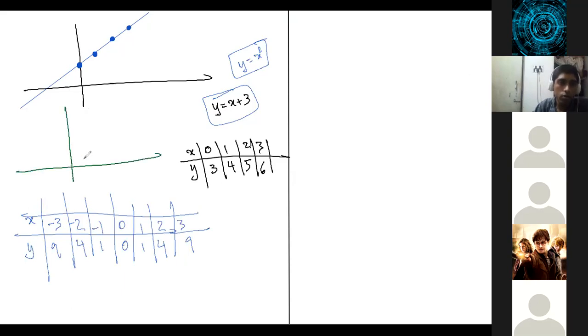0, 0. 1, 1 is here. 2, 4 is here, then minus 2, 4 will be here. 3, 9 is here. Minus 3, 9 will be somewhere. Now if you join all these points, then you get the curve of y equal to x square. So what is this shape called? This is called a parabola. So this is the method of plotting any curve.